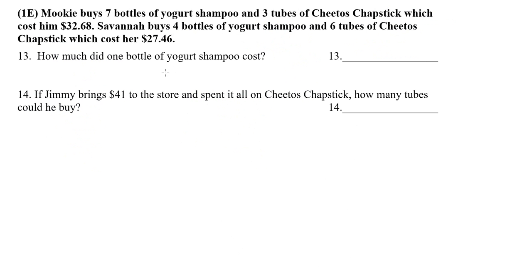All right, let's take a look at the last one. Last one's 13 and 14. Mookie buys 7 bottles of yogurt shampoo and 3 tubes of Cheeto chapstick, which is a real thing, by the way. You can look it up.